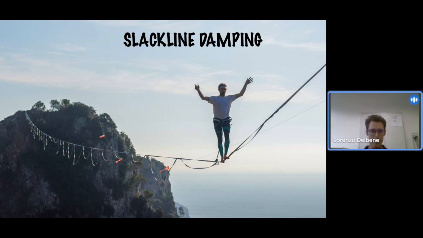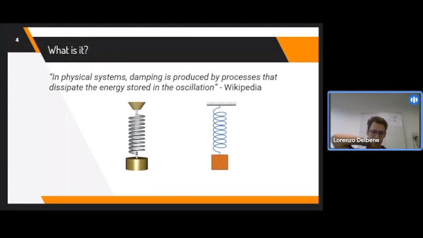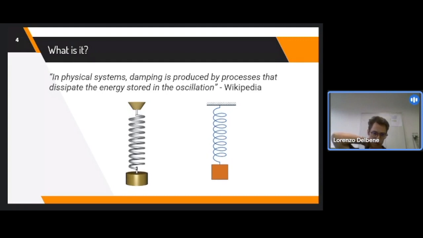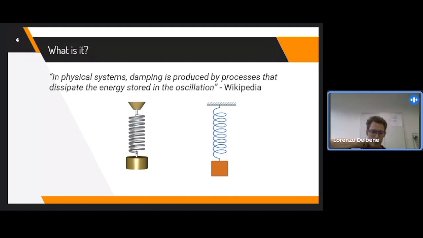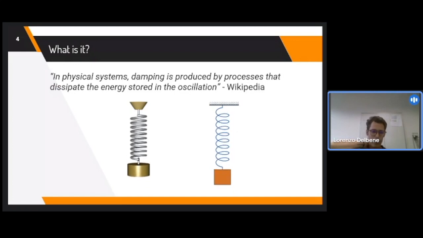The damping, as you can find, for example, on Wikipedia, it cites that in physical systems, damping is produced by processes that dissipate the energy stored in the system. For example, we can think of a slackline or any rope, for example, a climbing rope, as a spring. And this spring, you can see on the left, is a spring that has no damping at all. In fact, you can see a spring with a mass attached that will oscillate forever.